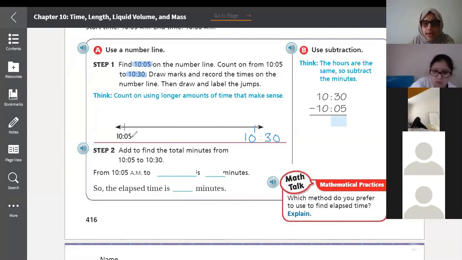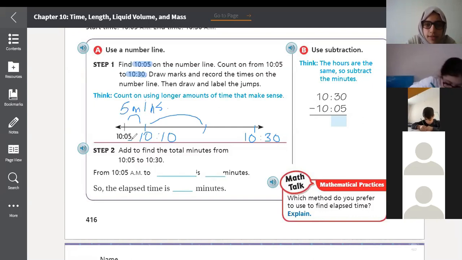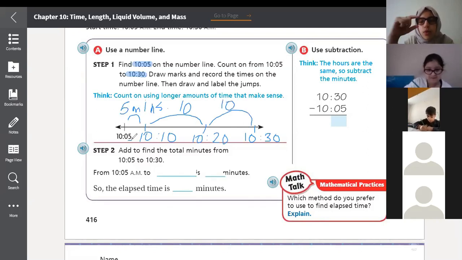So we can count by 5s here because the number here is 5. So if I say 5 minutes, that means it's going to be 10, 10. So now that it's a 10, we can continue and count by 10s. If I jump and add a 10 here, it will be 10, 20, or 20 minutes after 10. And I will need another 10 because I know that 20 plus 10 is 30.